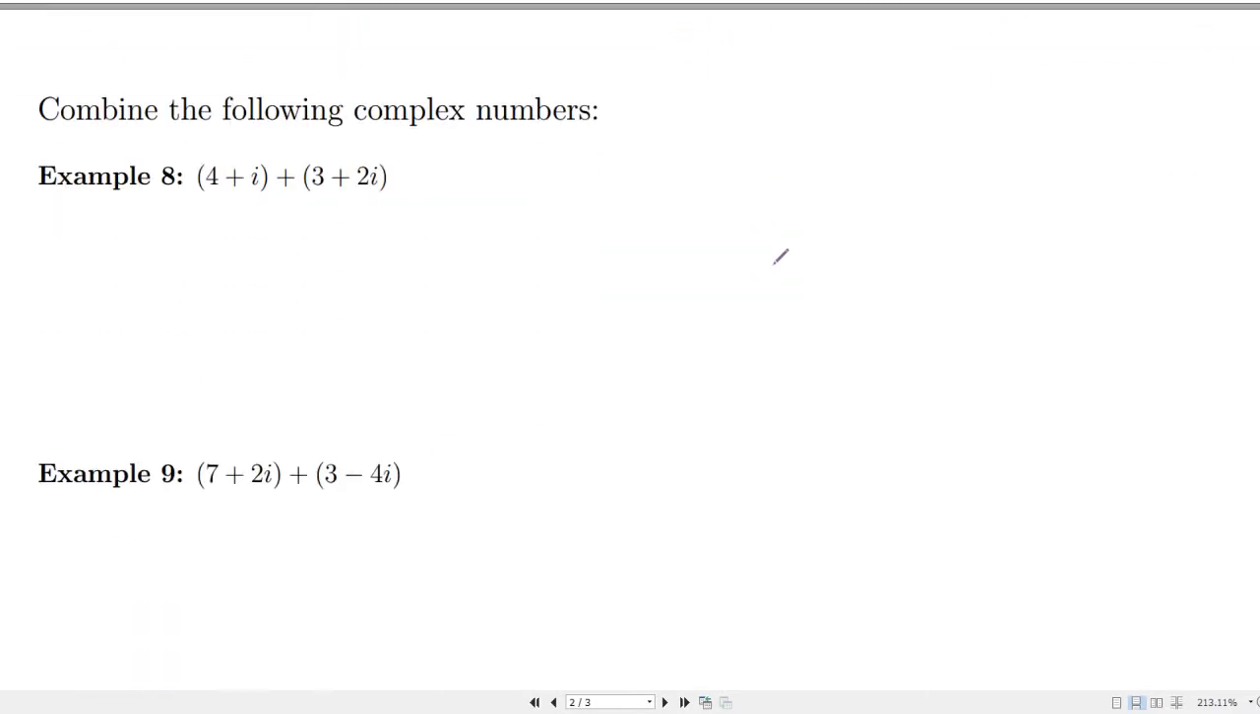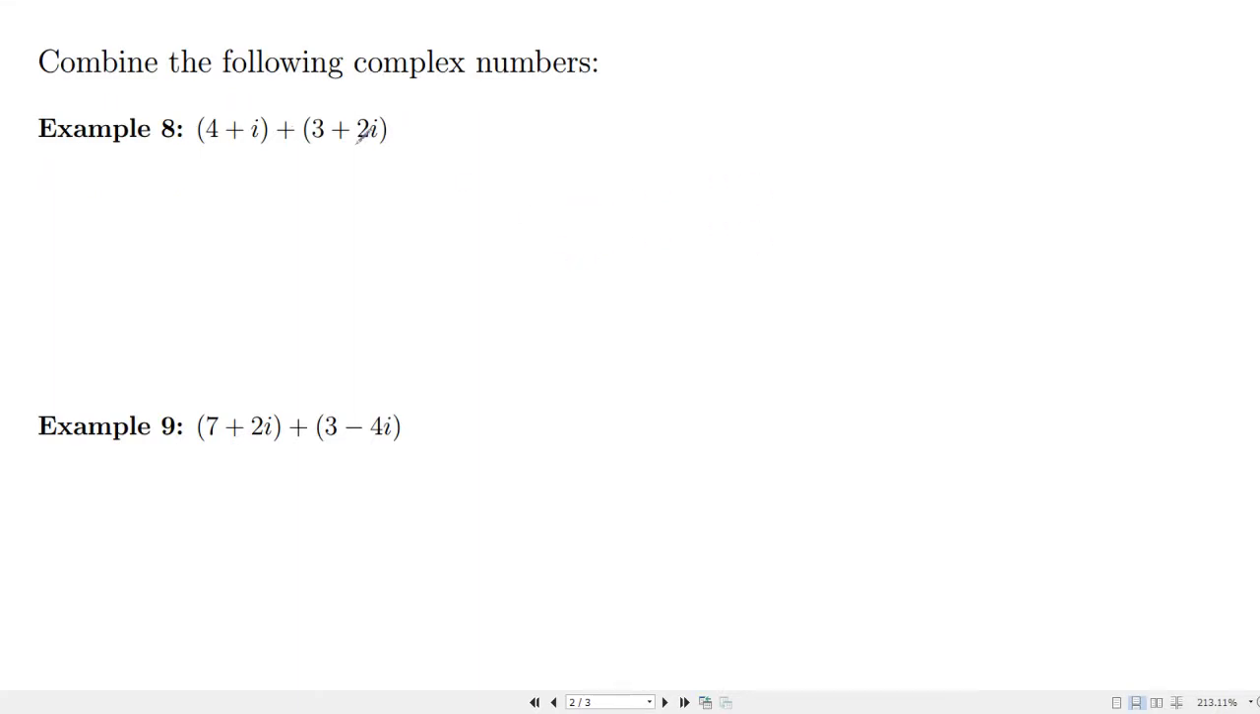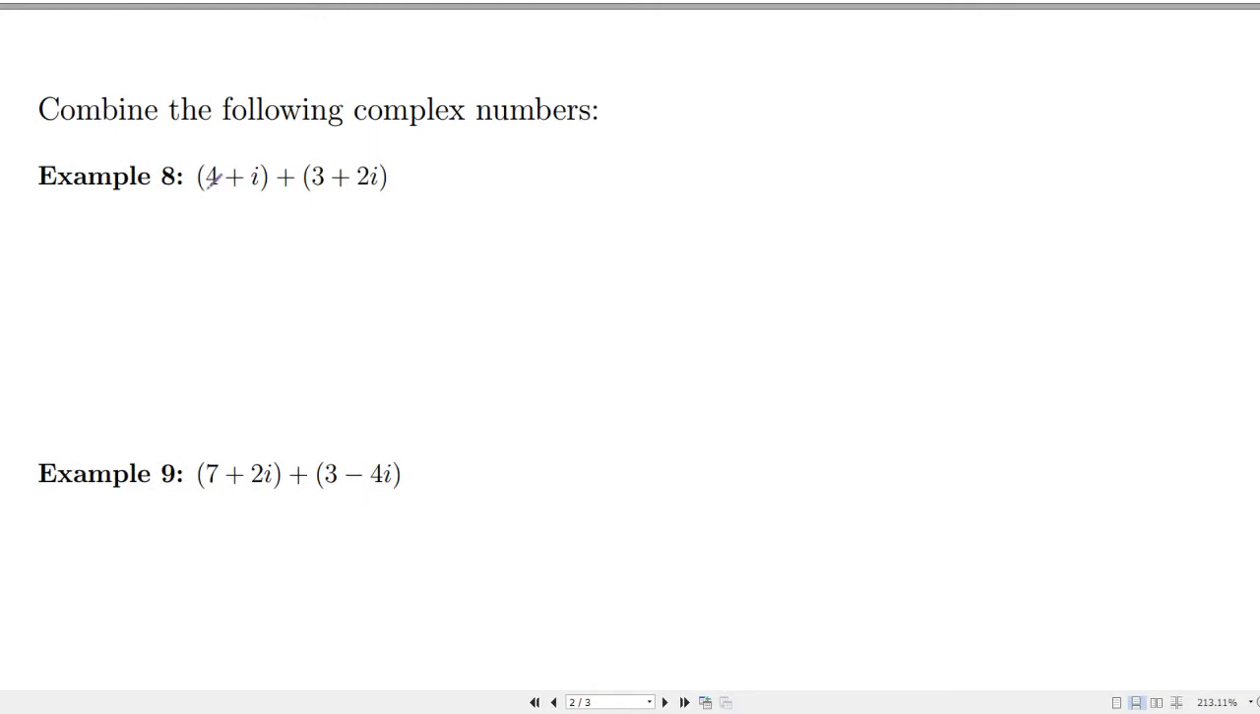Okay, now let's just do some sort of basic algebra with complex numbers. So if I have 4 plus i and I want to add that to 3 plus 2i, how do you combine these? Well, the 4 and the 3 are considered like terms because they don't have any i's in them. So we would just add those, and that would be 7.